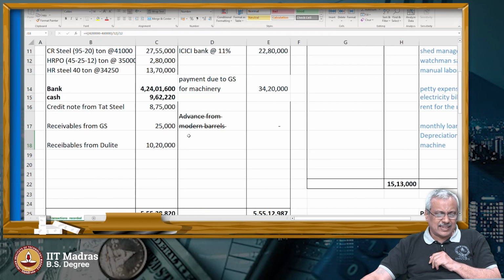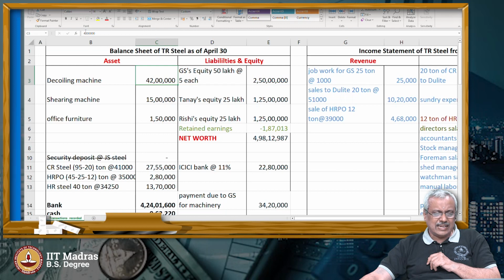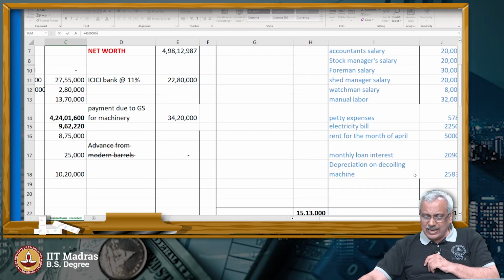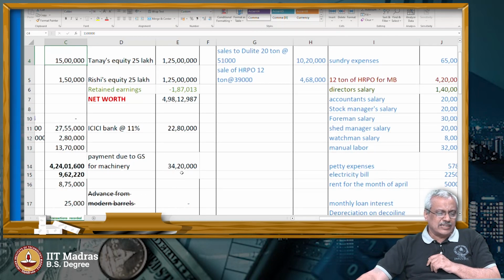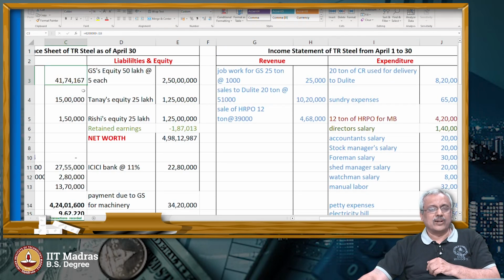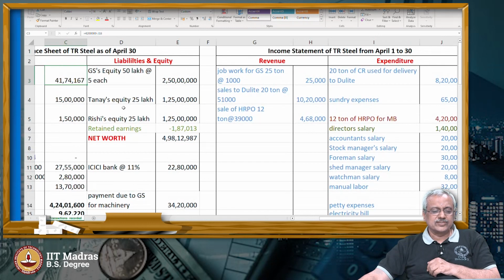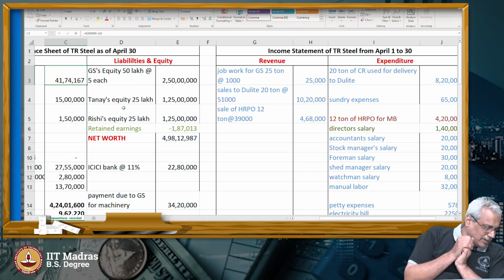So, what happens on the 30th? What is the value of the machine? This machine had a value of 42 lakhs. Now, I have utilized the machine, I have enjoyed the benefits to this extent. So, the value of the machine has also gone down. Will the balance sheet balance? Yes, the balance sheet will always balance. We will do one more case, it will be better.